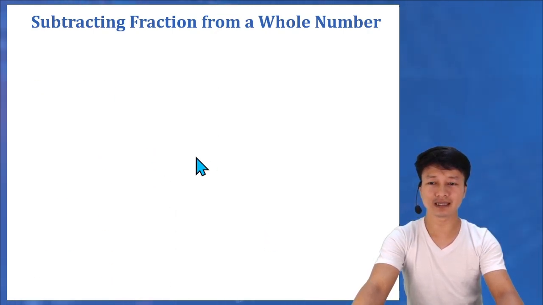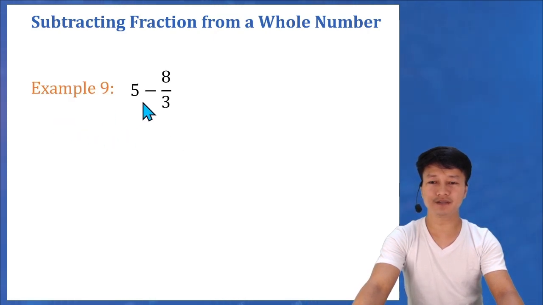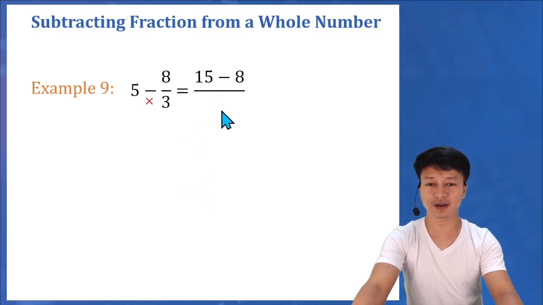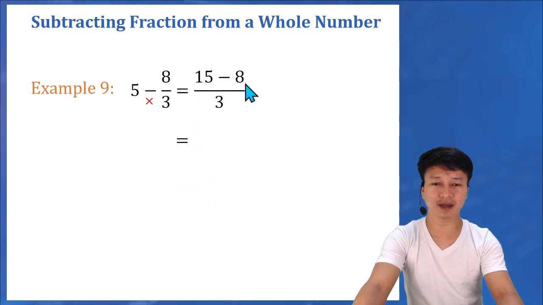Okay, number 9. We have 5 minus 8 over 3. Okay, so the same process, multiply our denominator to the whole number. So 3 times 5 is 15, minus the numerator of our fraction, the subtrahend, we have 8, over the denominator of the subtrahend, we have 3. After doing that, simplify natin. We have 15 minus 8 is 7 over the common denominator, which is 3.